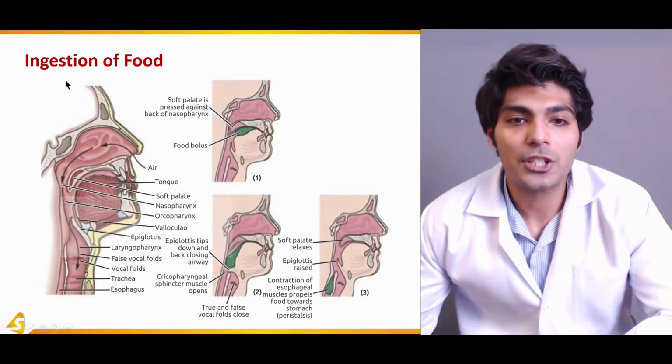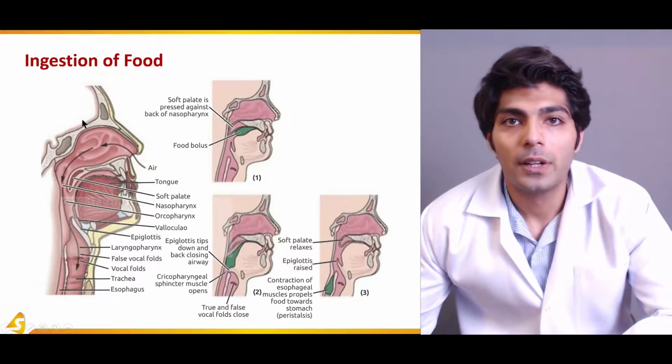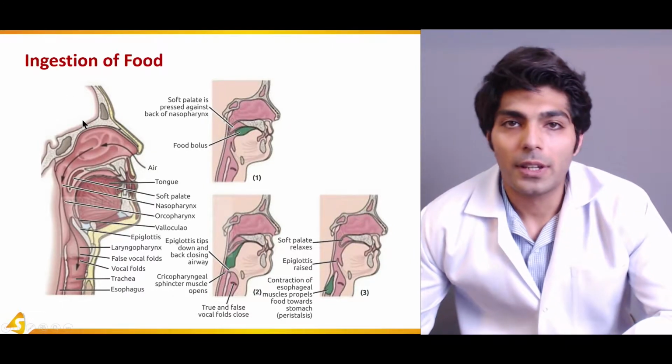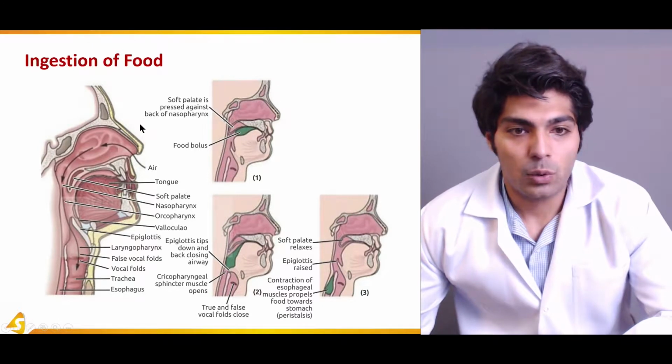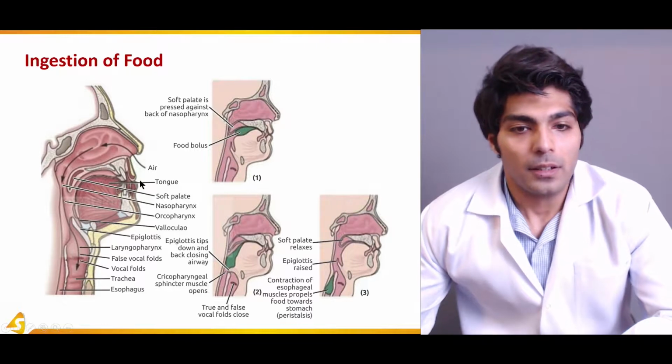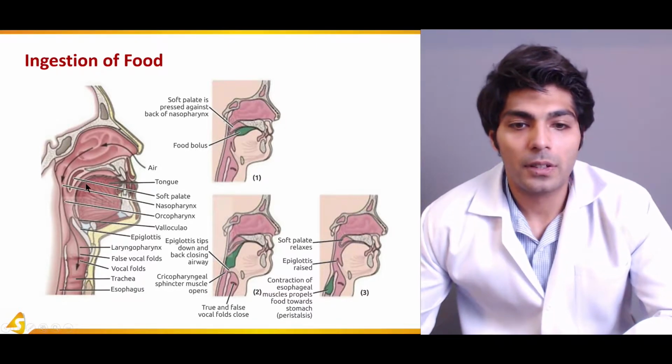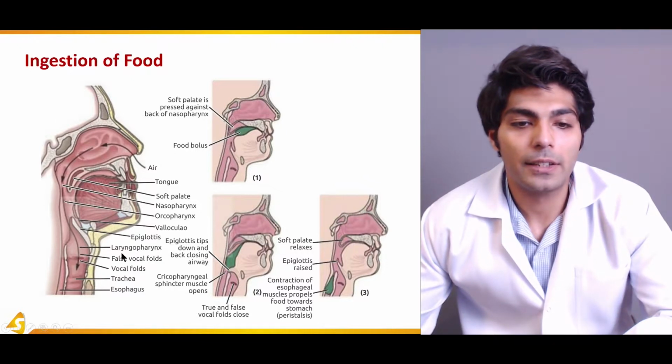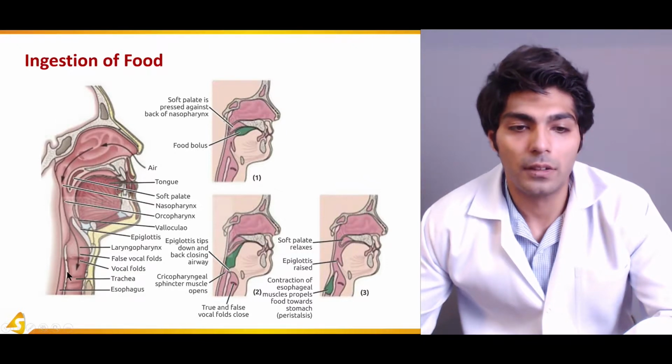So the process of ingestion of food is quite well appreciated in this diagram. As you can see, you can appreciate the soft palate. There's the nasopharynx. Then we have the epiglottis. There the vocal folds are present with the laryngopharynx portion. There's the trachea and the esophagus where the bolus of food needs to enter.